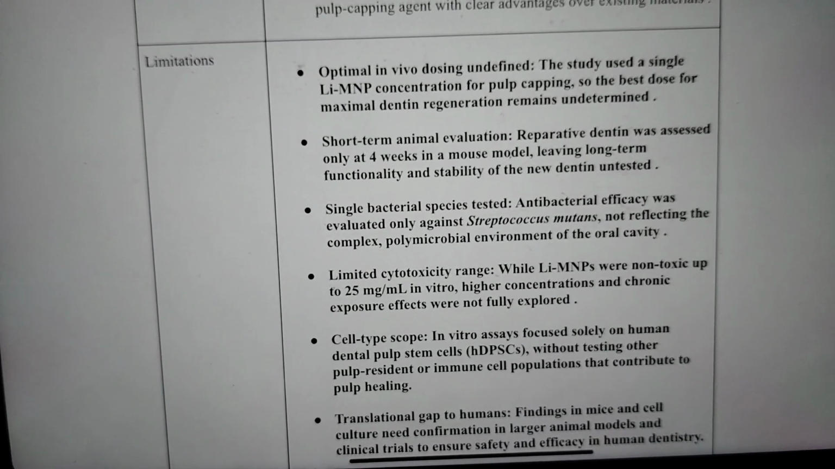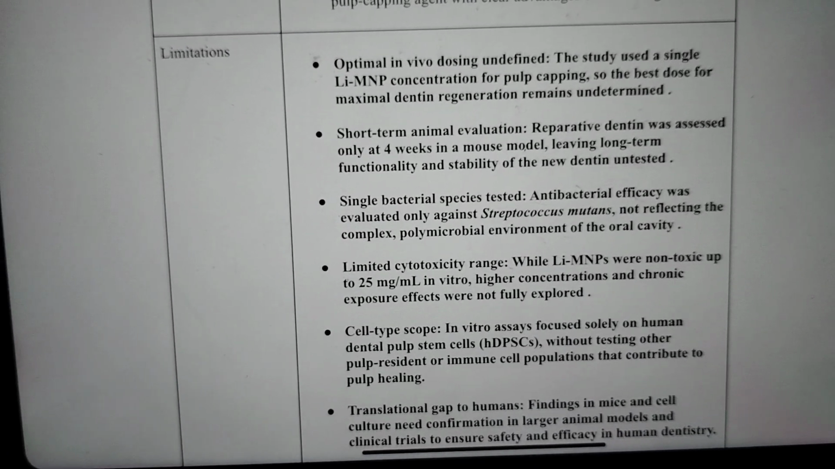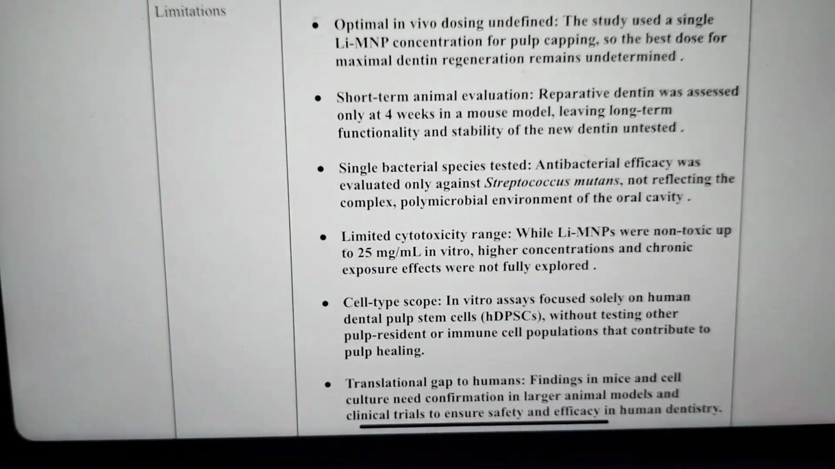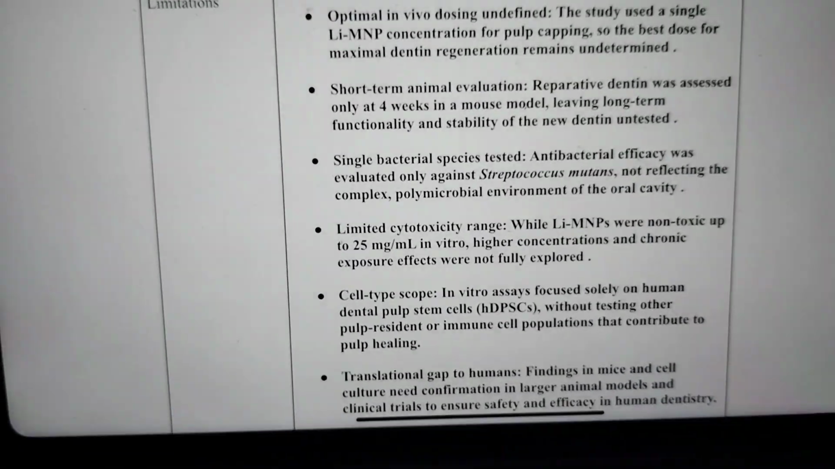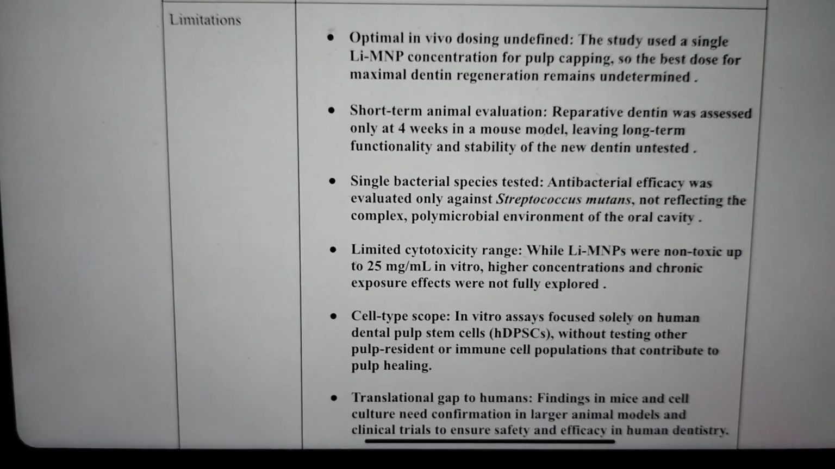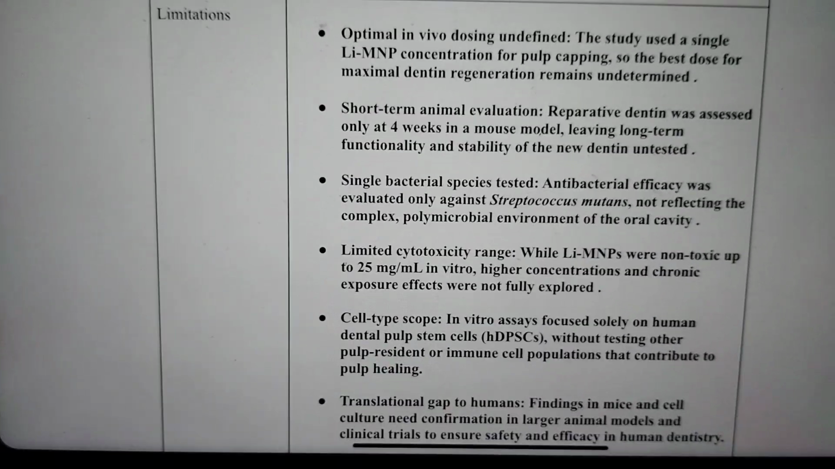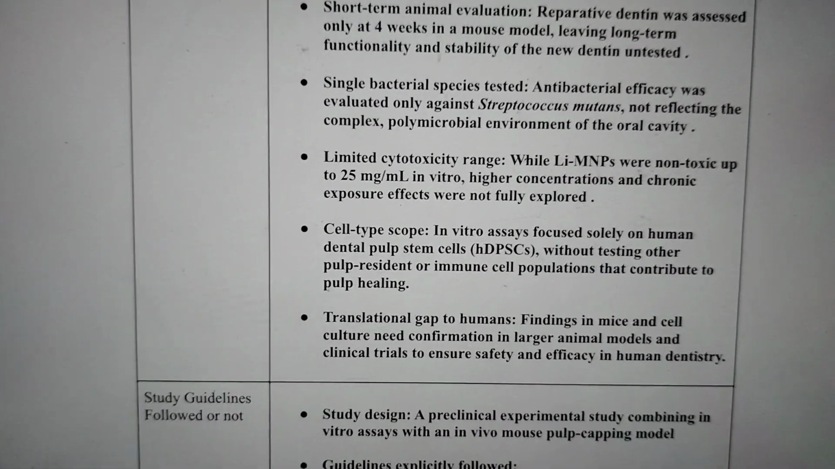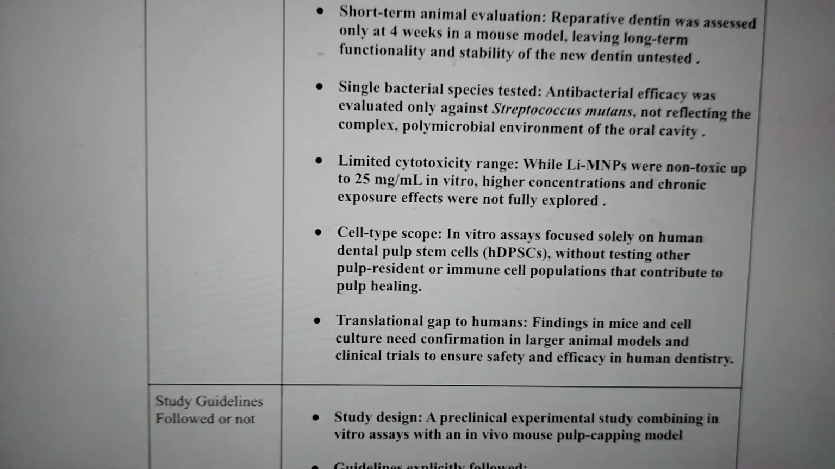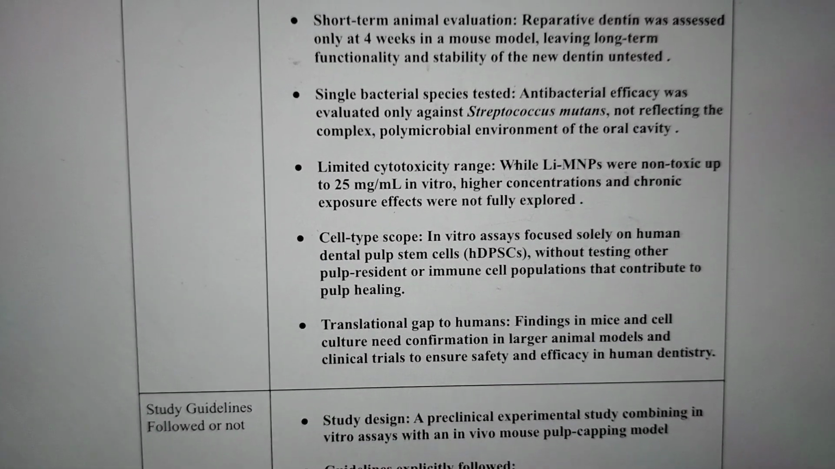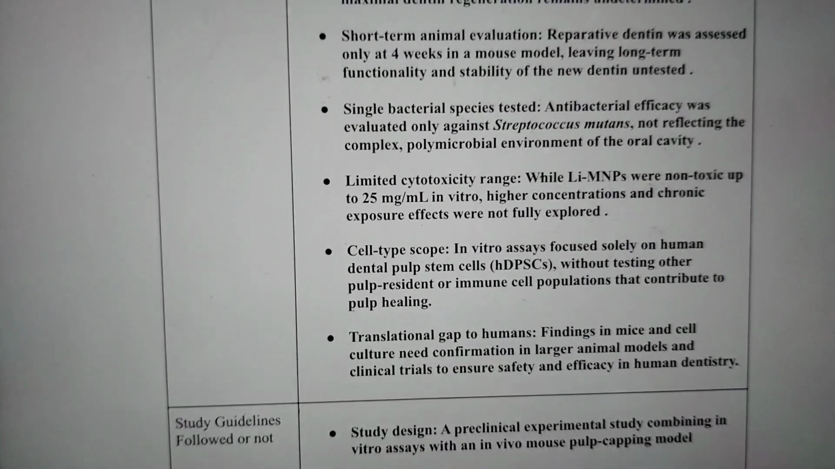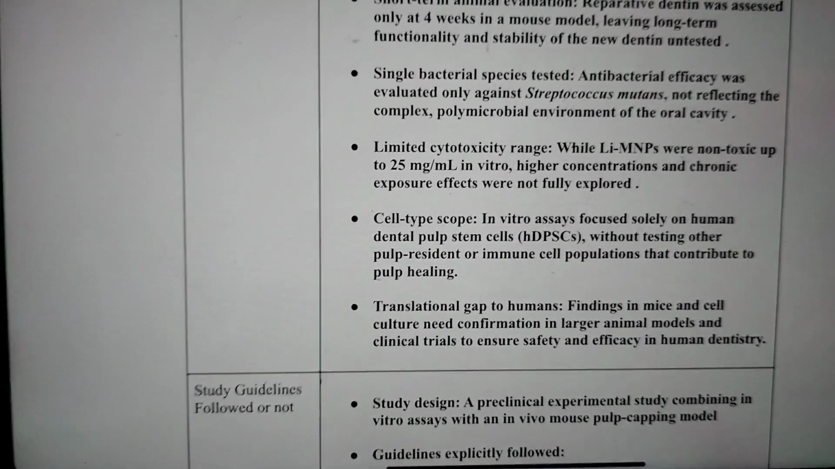Cell type scope focused on human dental pulp cells only, without other dental pulp resident or immune cell populations that contribute to pulp healing. Translational gap to humans: findings in mice and cell culture need confirmation in larger animal models and clinical trials to ensure safety and efficacy in human dentistry.